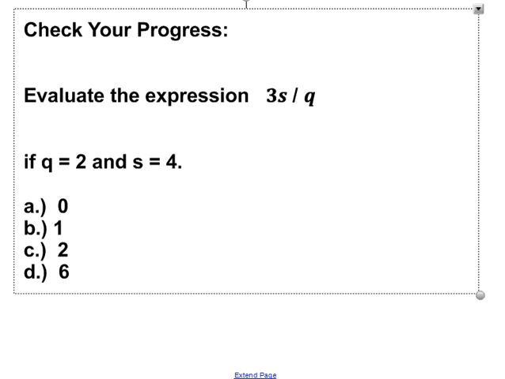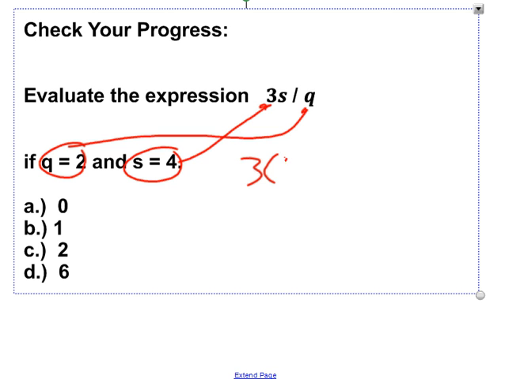Check your progress. If 3S divided by Q, if Q is 2 and S is 4, you've got 3 times 4 divided by the Q, which is 2. So we do the numerator first. We do the 3 times 4 first, and of course we get 12 divided by the 2. 12 divided by 2, the answer is 6.